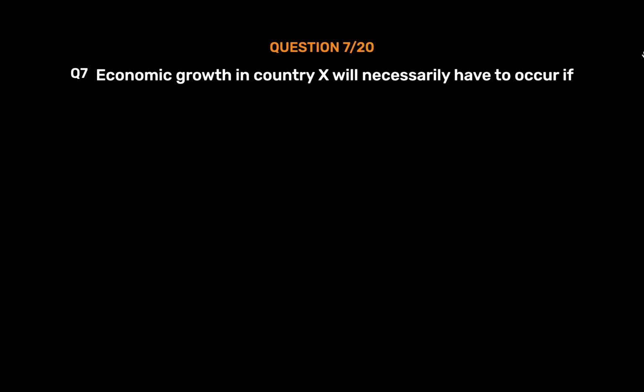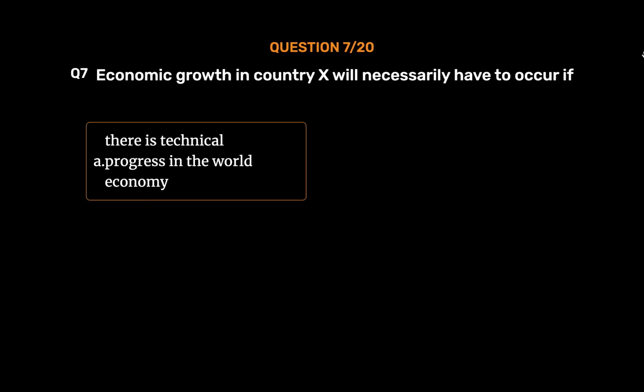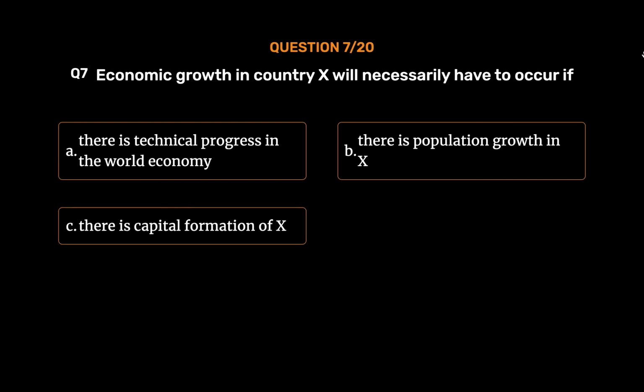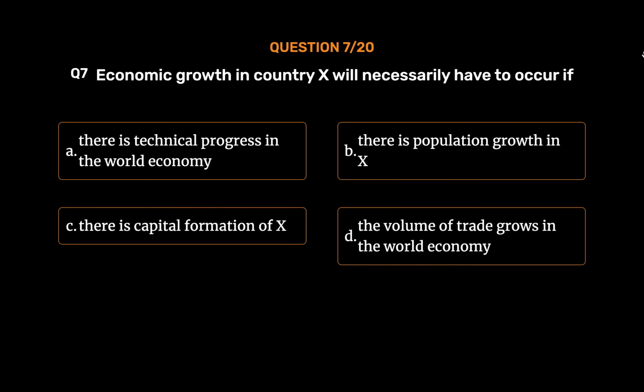Economic growth in country X will necessarily have to occur if option A, there is technical progress in the world economy. Option B, there is population growth in X. Option C, there is capital formation of X. Option D, the volume of trade grows in the world economy. The correct answer is option C. There is capital formation of X.